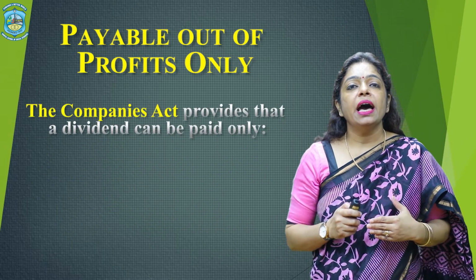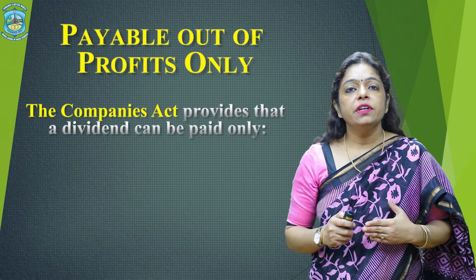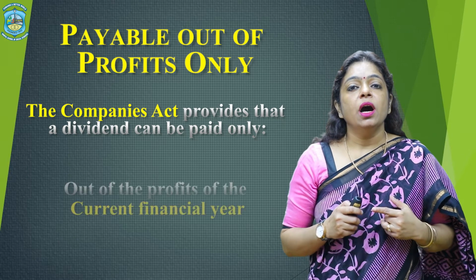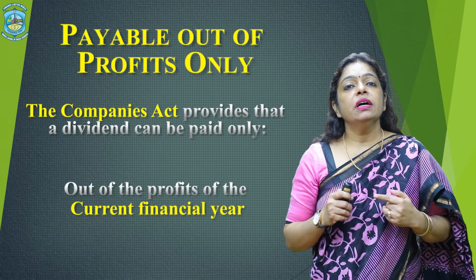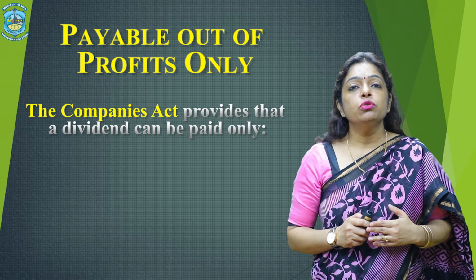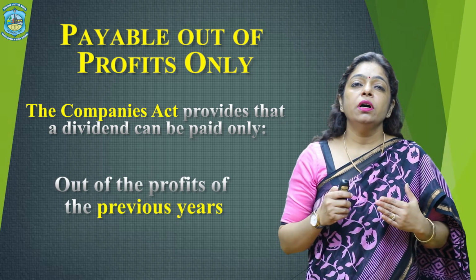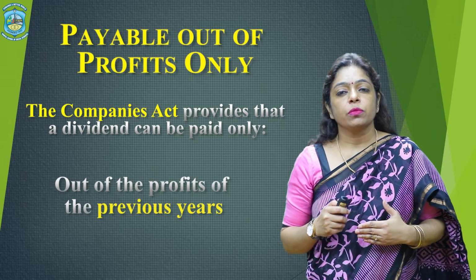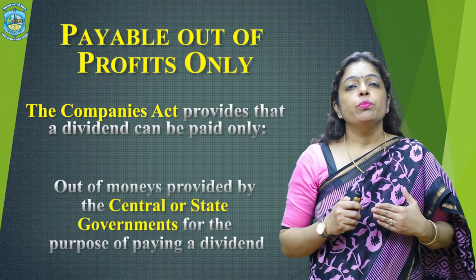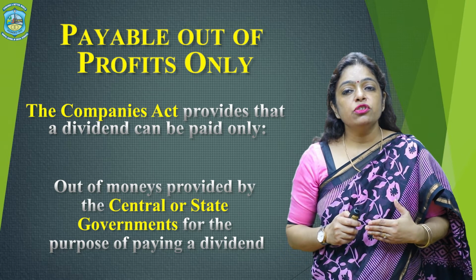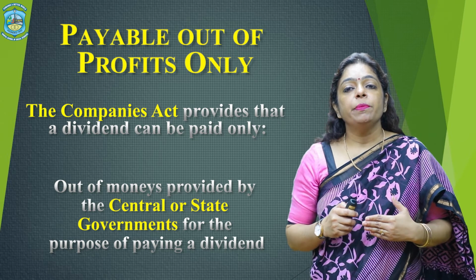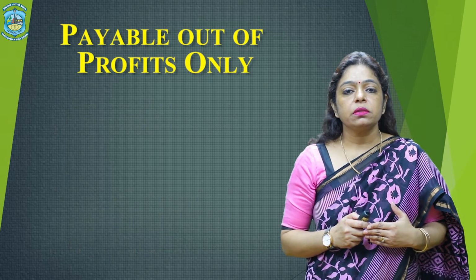The Companies Act provides that a dividend can be paid only, point number 1, out of profits of the current financial year, or point number 2, out of profits of the previous year, or point number 3, out of monies provided by the central or state governments for the purpose of paying a dividend.